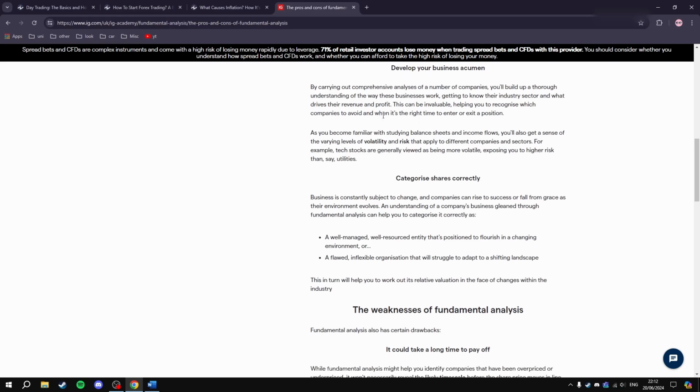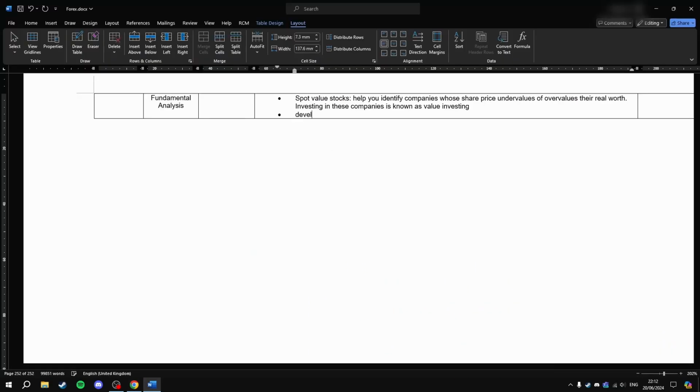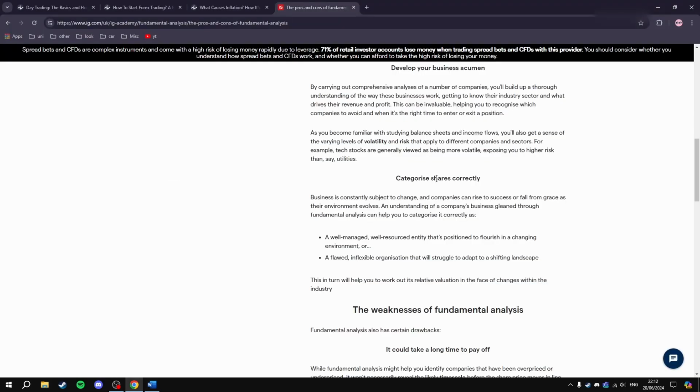Develop your business acumen. By carrying out comprehensive analysis of a number of companies, you'll build up a thorough understanding of the way these businesses work, getting to know their industry sector and what drives their revenue and profits.